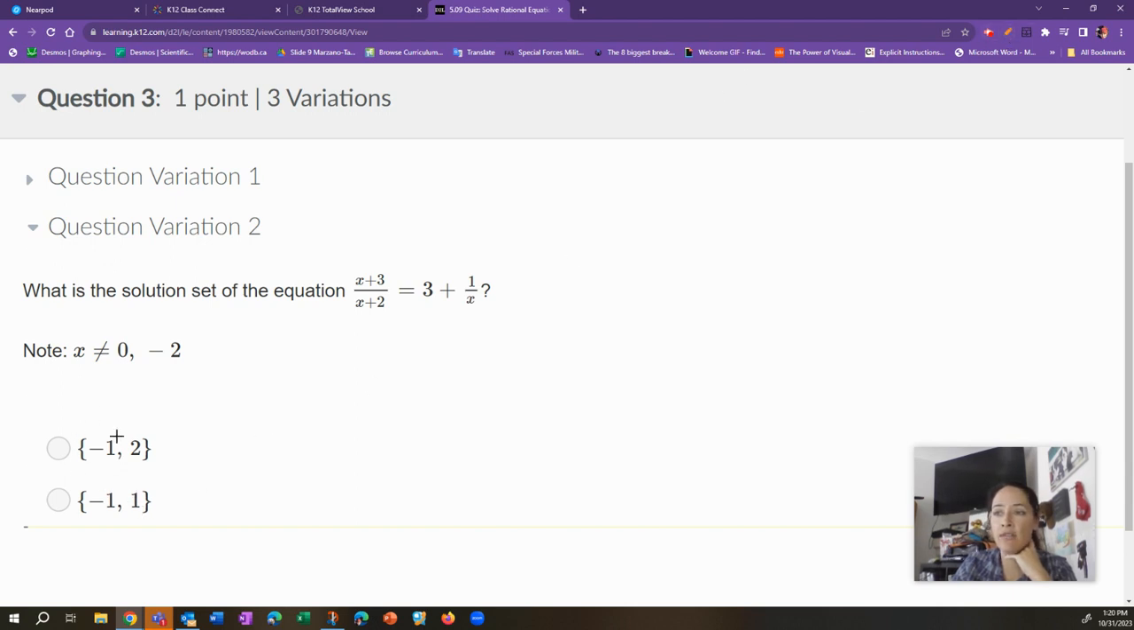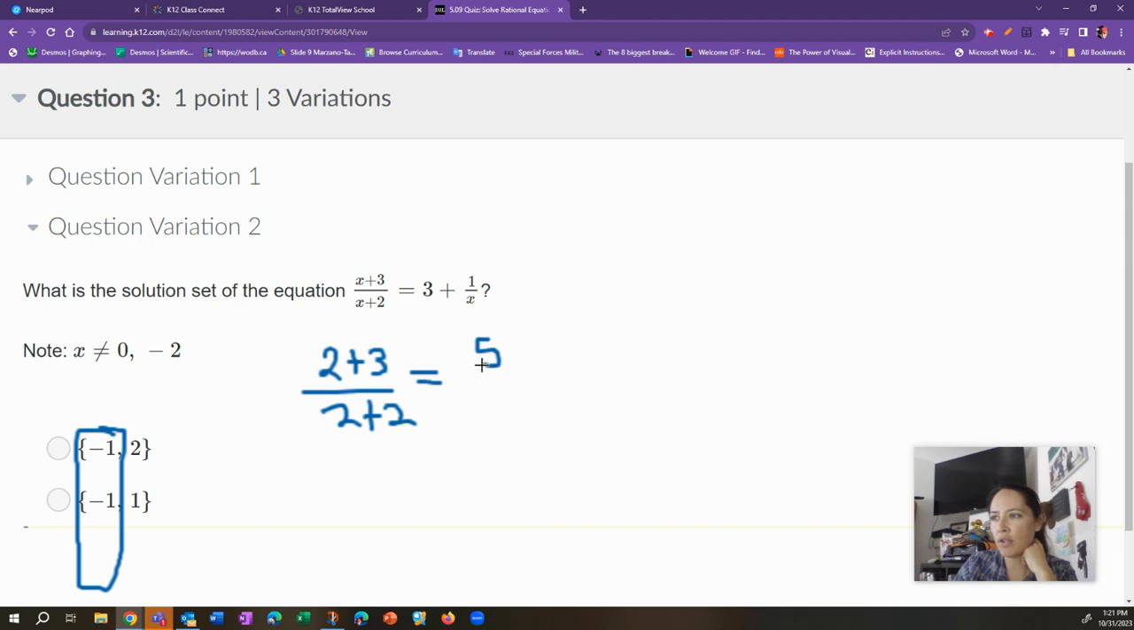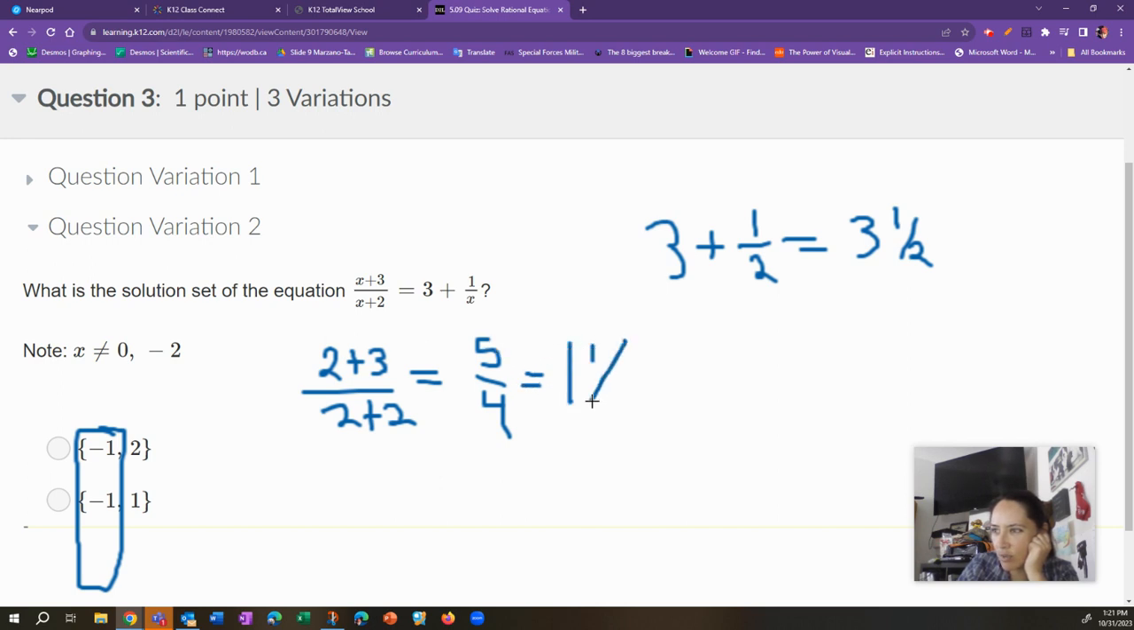Well, I know negative 1 is an answer. So I know I can check the ones there. So let's try 2. We have 2 plus 3 over 2 plus 2. When I plug it in over here, I get 5/4. Cool. Let's plug it in over here. So now I need 3 plus 1/2 is 3.5. Okay, so that simplifies. This simplifies to 1 and 1/4.